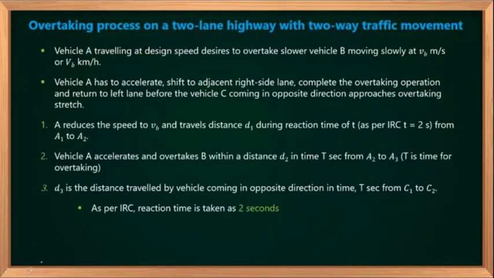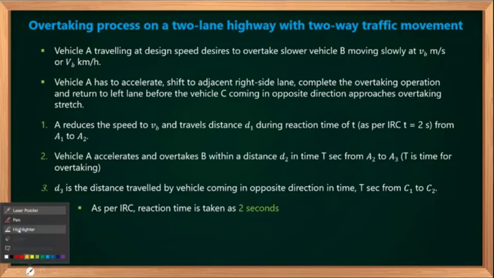See here, how is the overtaking process going on? Vehicle A is traveling at design speed. Let us assume it is some 100 kmph, whatever it is. No problem. At design speed, it desires to overtake a slower moving vehicle. Slower vehicle B is moving slowly at VB meter per second. This is going at VB meter per second, very important.